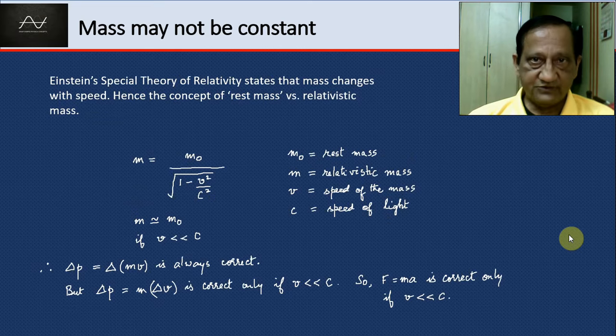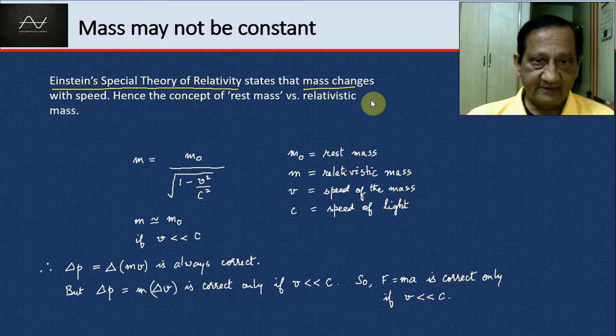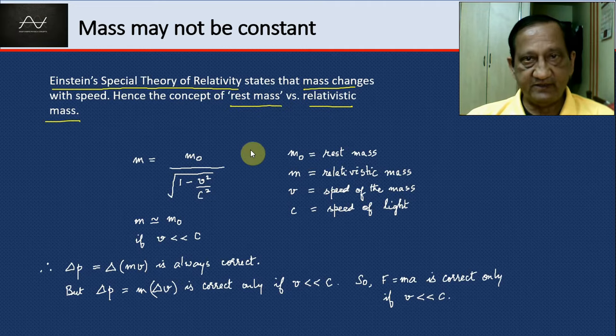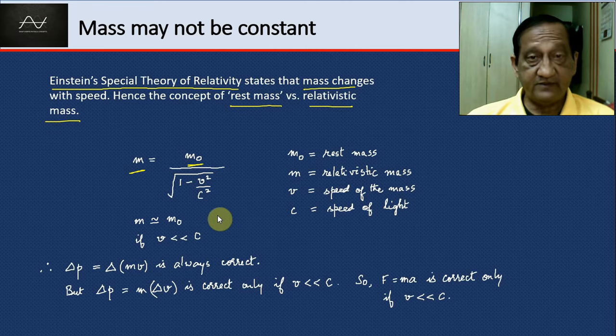Mass may not be constant. Take one case. Einstein's special theory of relativity states that the mass changes with speed. If you increase the speed, then the mass changes, mass increases. Therefore, the concept of rest mass versus relativistic mass. Rest mass is when the speed is zero. Relativistic mass is when the speed is some quantity v. So, relativistic mass is equal to the rest mass divided by root 1 minus v square by c square.